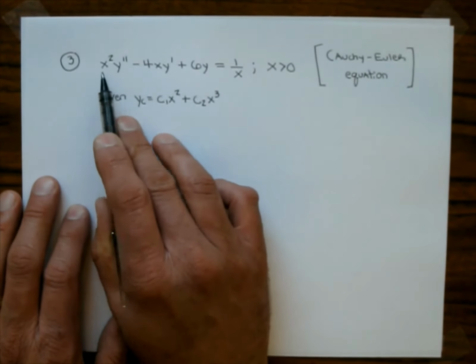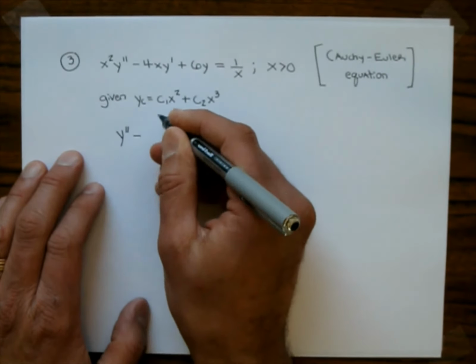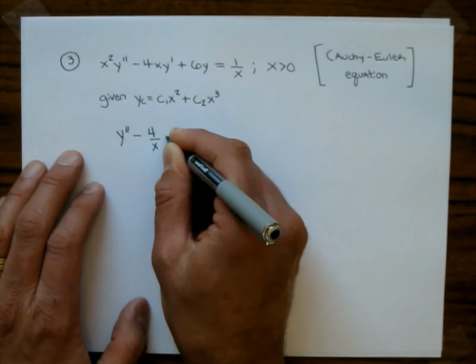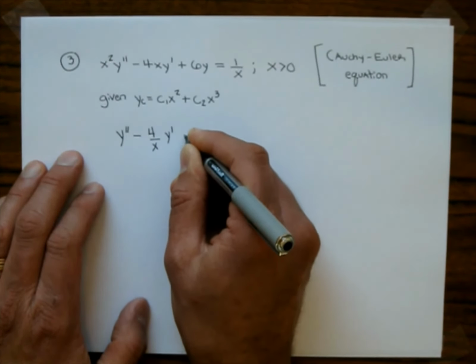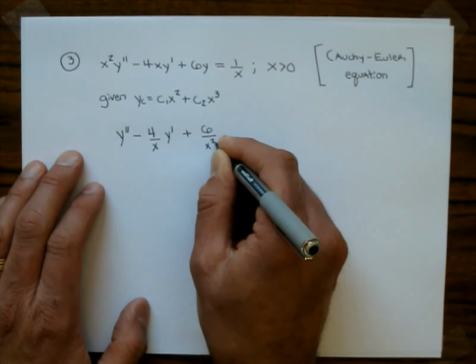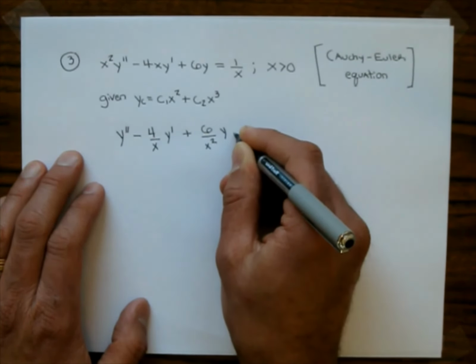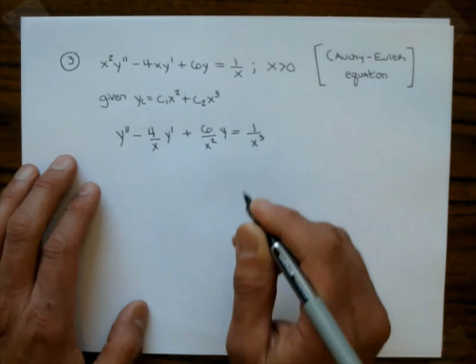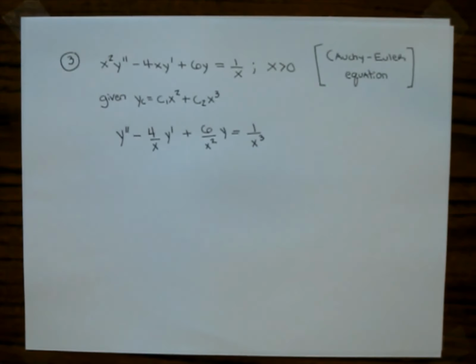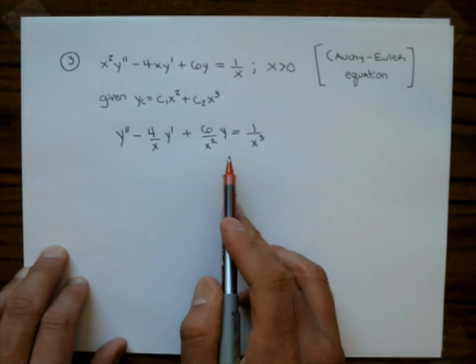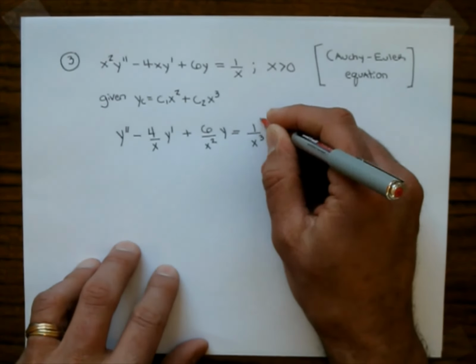When I do that, I end up getting y double prime minus 4 over x y prime, plus 6 over x squared y, equals 1 over x cubed. So that's what happens when I divide everything in that equation by an x squared. Step 2 is identify f.